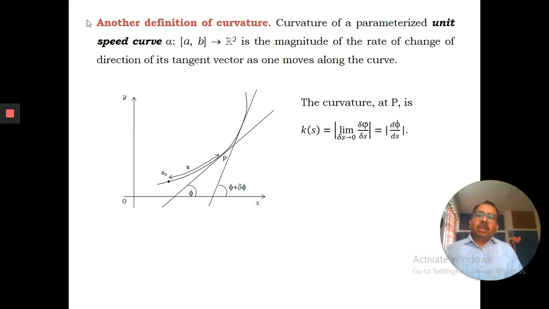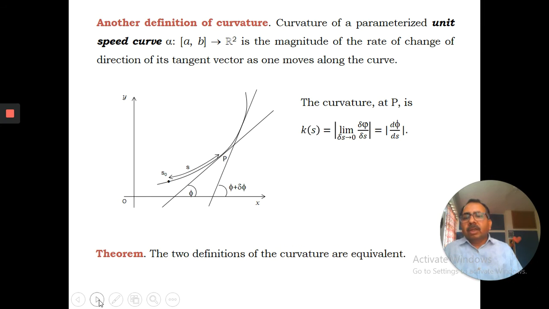In the second definition, I am not taking the derivative of this parameterization. Here I am taking the derivative of the angle of this tangent line, which makes angle phi with the positive direction of the x-axis. We are differentiating phi with respect to the arc length s. So this is curvature. The question arises whether these two definitions are the same. The answer is yes, both definitions of curvature are equivalent. The reader is invited to verify this. It's not very hard, so one can do it.